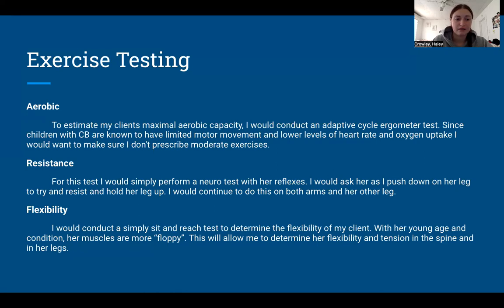For the flexibility, I would conduct a simple sit and reach test to determine the flexibility of my client. With her young age and condition, her muscles are known to be more floppy. This will allow me to determine her flexibility and the tension in the spine and in her legs.